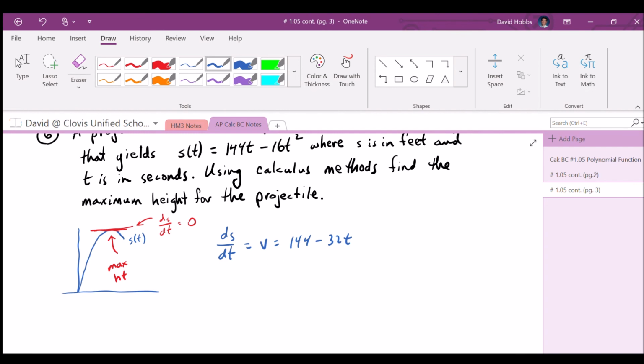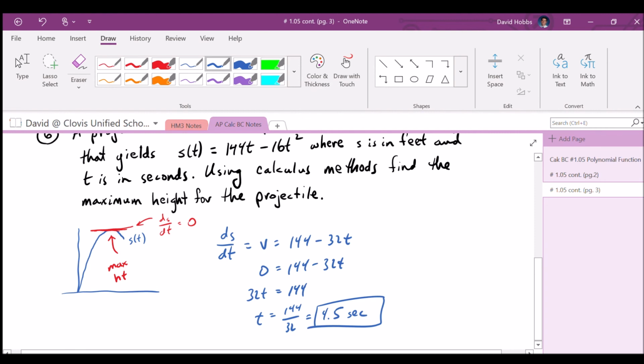Conversely, if you're talking about horizontal or rectilinear movement, positive velocity means that the particle is moving to the right. Negative velocity means it's moving to the left. Keep that in mind for the future. Okay, so the velocity is 0. And so 32t is 144, and t is 144 over 32. And it's nice to have a little calculator, at least of some sort. And we get 4.5. 4.5 what? Well, t is in seconds.